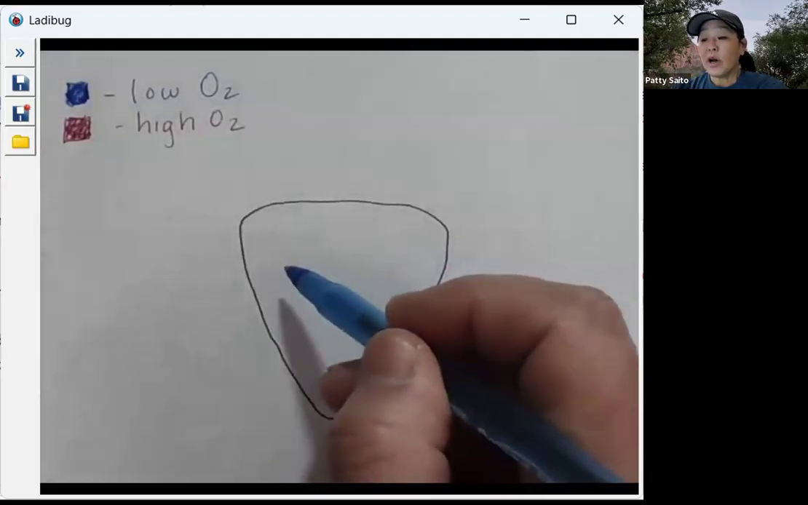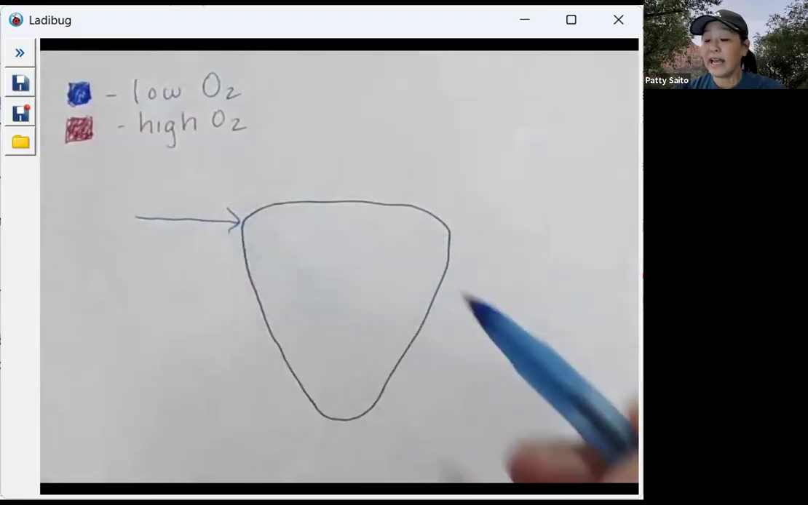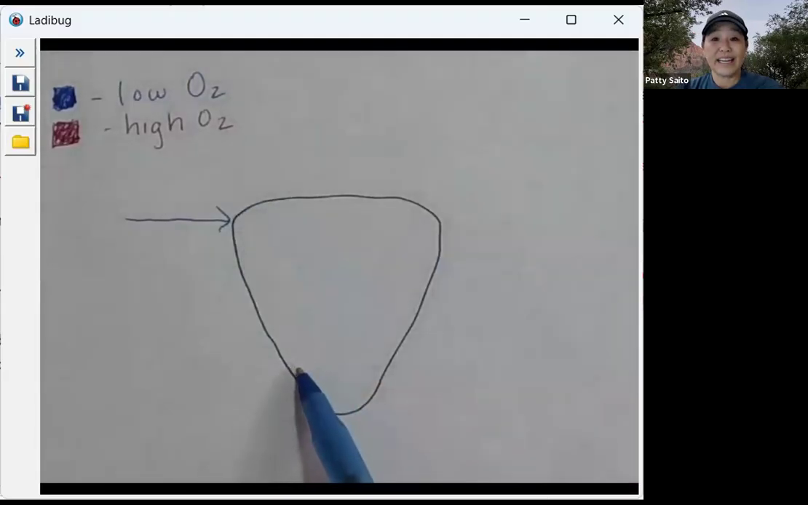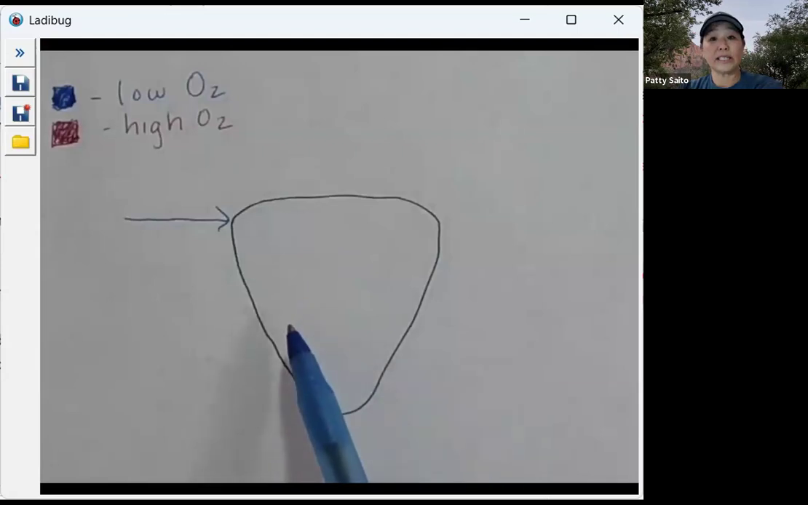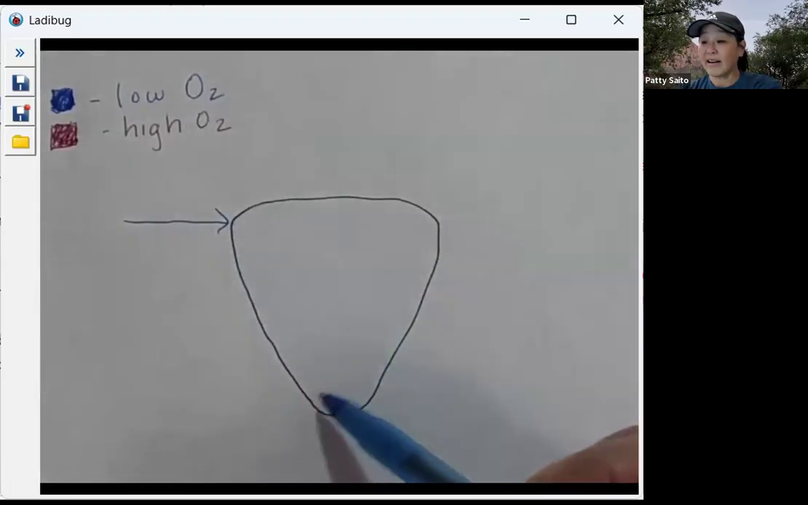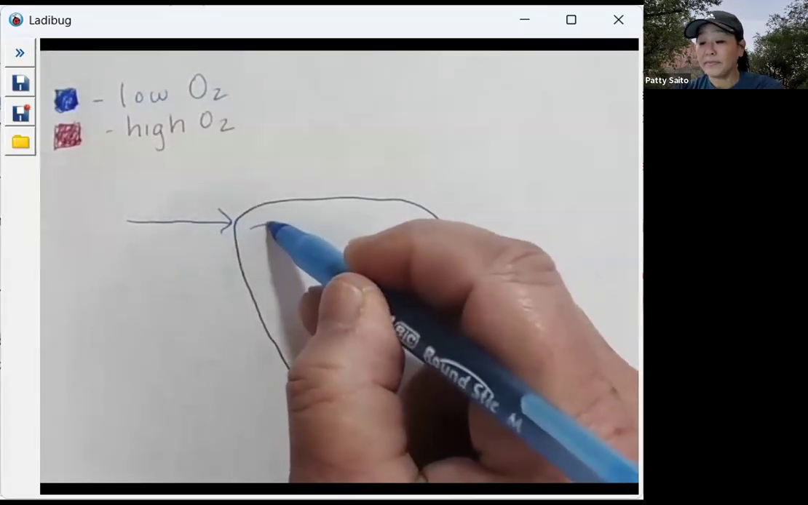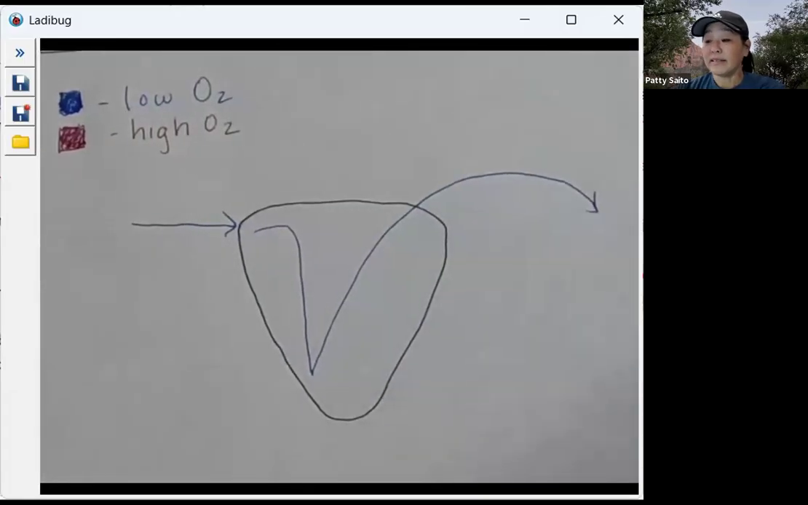So blood that is low in oxygen comes to the heart, okay, on this side. Now I'm going to call this side of the heart the right side. And that may be confusing because, hey, that's not your right. But remember that the patient is the most important thing. So this is the patient's right side, right? Because they're facing you. So this is the right side of the heart, and this is the left side of the heart. So blood enters through the right side of the heart and then is pumped to the lungs.